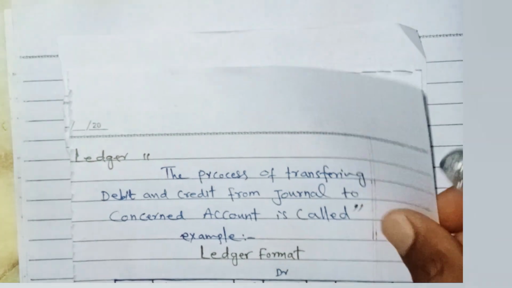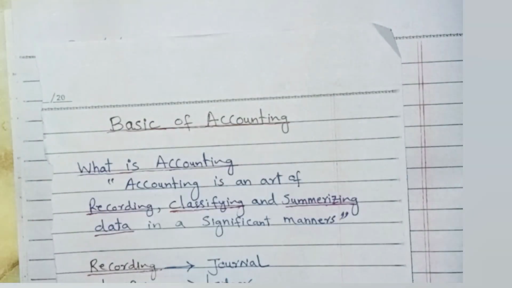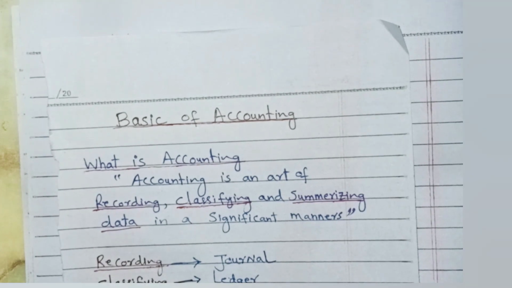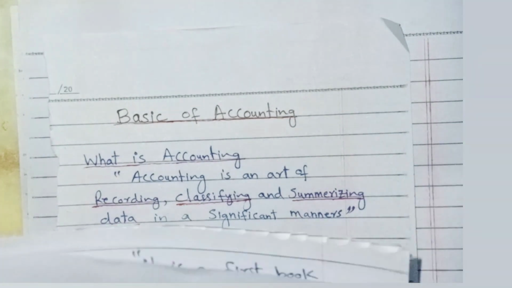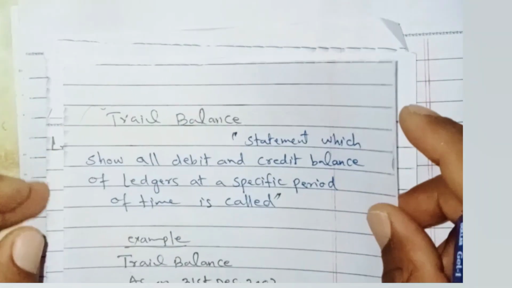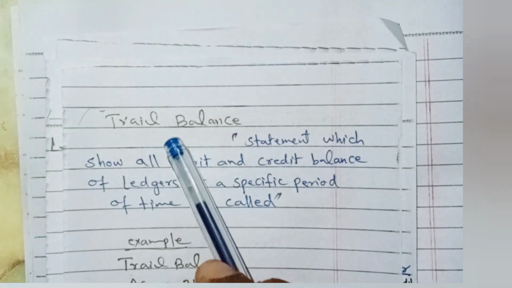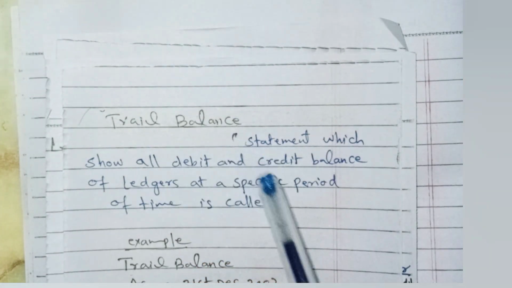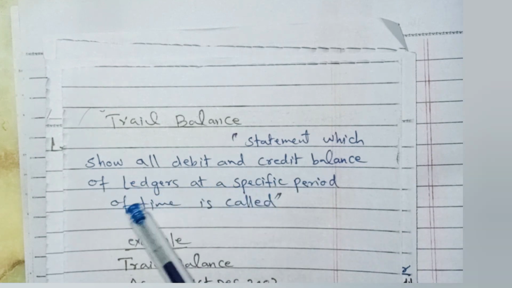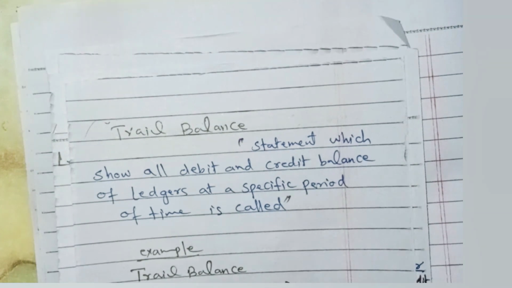Now I am explaining with you the summarizing. Summarizing means trial balance. Okay. Let's we start the definition and format of trial balance. Definition of trial balance: a statement which shows all debit and credit balance of ledgers at a specific period of time is called trial balance.